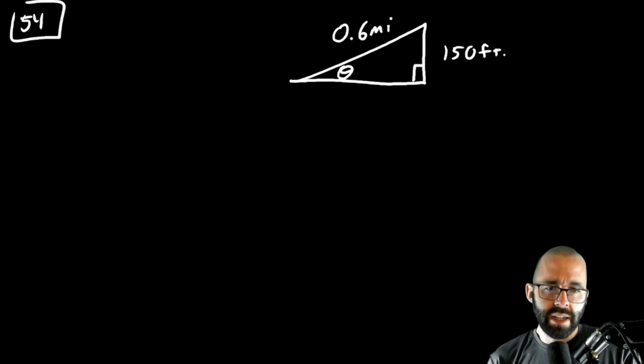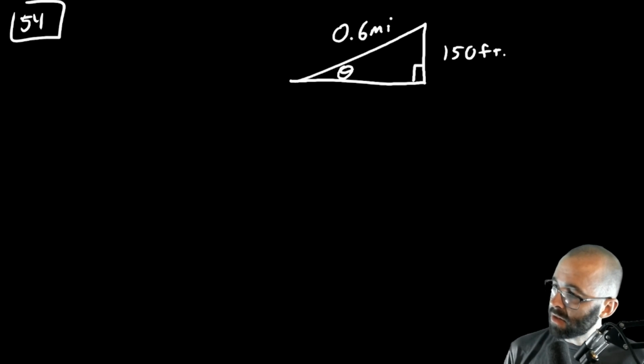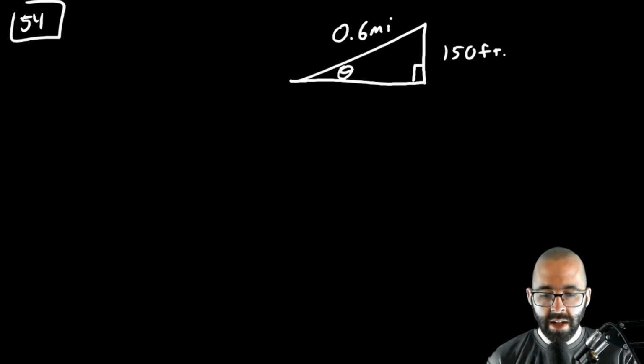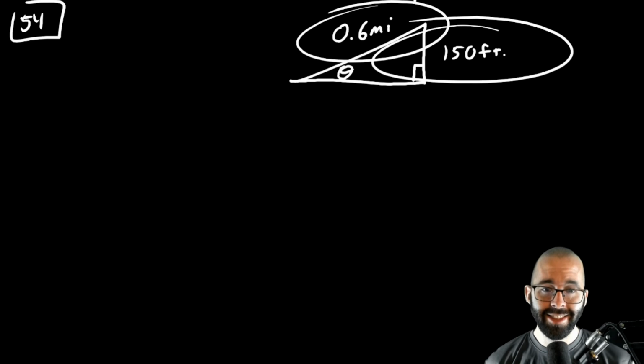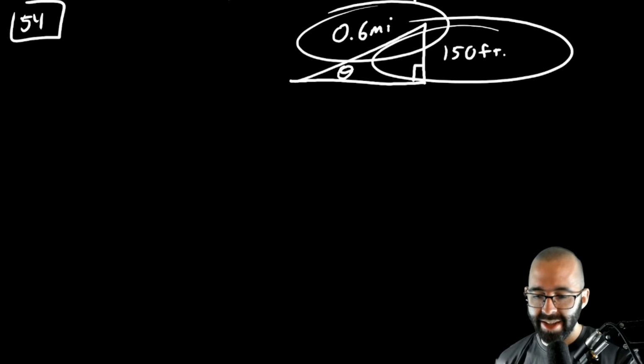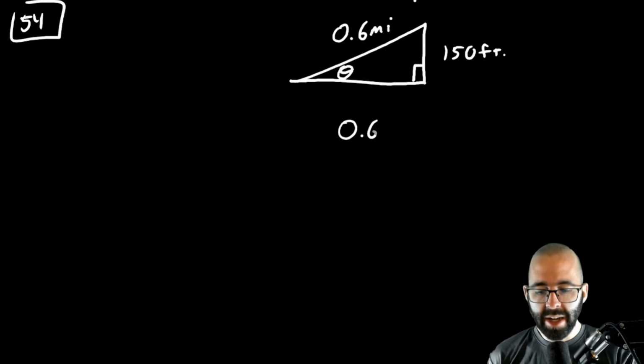So on first glance, this is just like 8.3.3, solving triangles with inverse trig. But be very careful. There's a problem here. These are not in the same units. We need to convert them to the same units. So 0.6 miles.